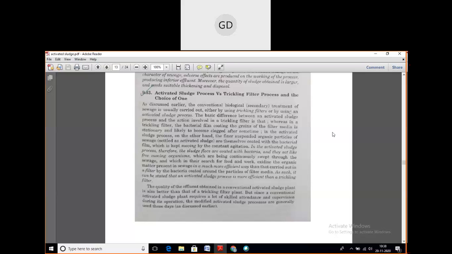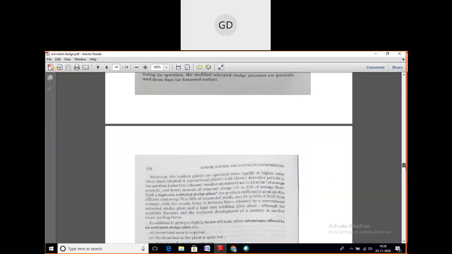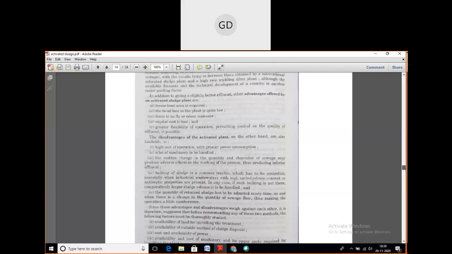So basically, this thing we have already explained just now. The same thing is written here, made as a difference. You can pick out the important lines and write them down. Difference, you should write in points; I would prefer that you write in points. Here these points are given: advantages offered by an activated sludge plant. Five points are given, then disadvantages are also given, in points. You can write them from here.